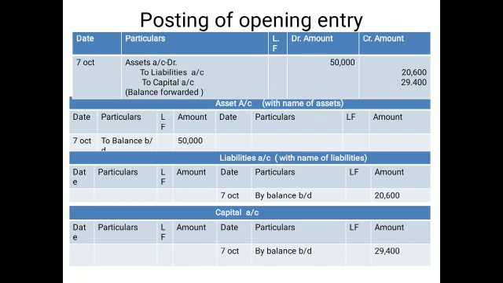When the opening entries need to be passed, you may see that in one entry the asset account is debited. When the asset account is debited, it can be land, building, furniture. You may open the name of the account as land, building, furniture, etc. But here we have taken only 50,000 as the total amount of the assets. So that's why the asset account is opened here. And then the liabilities and capital account will be opened with the amounts 20,600 and 29,400.